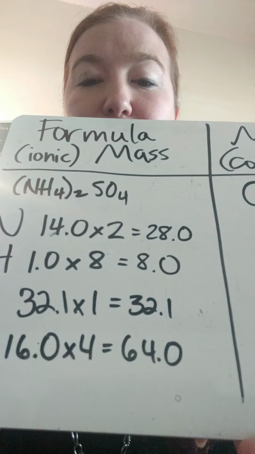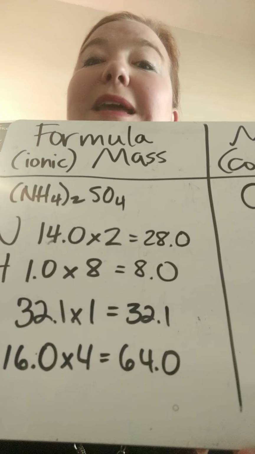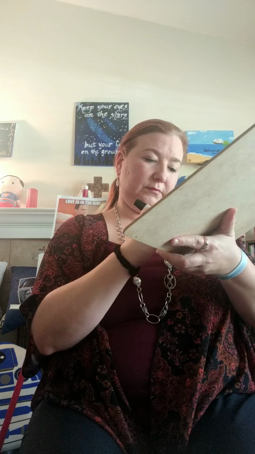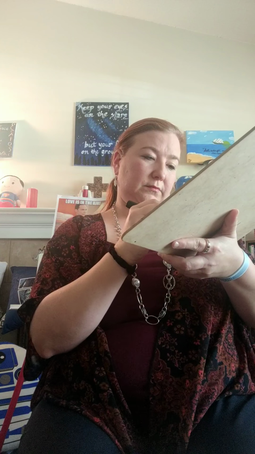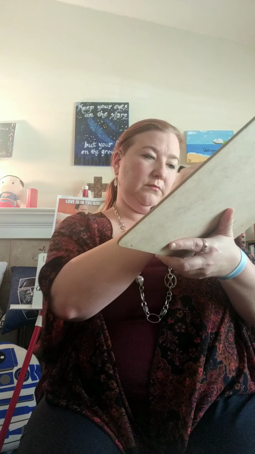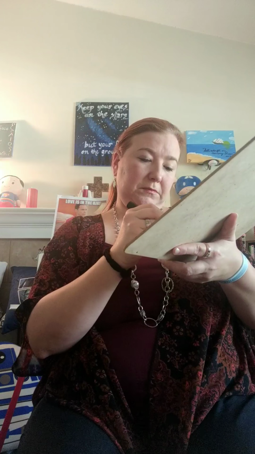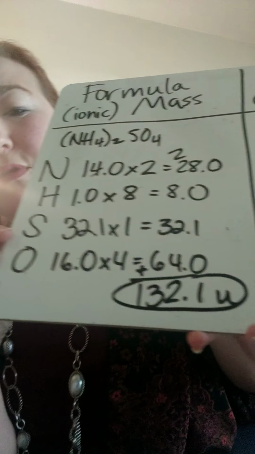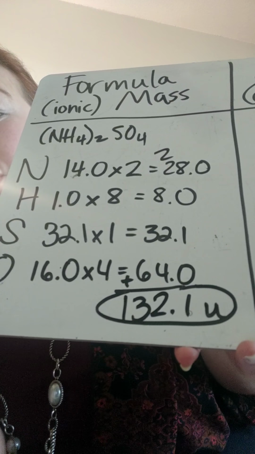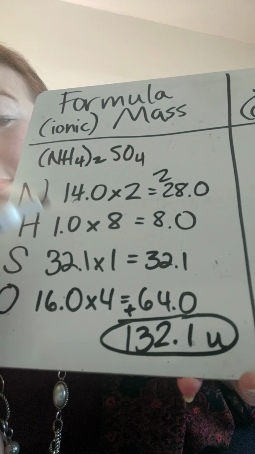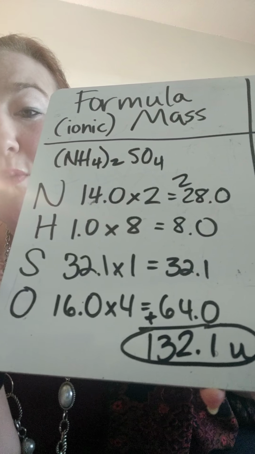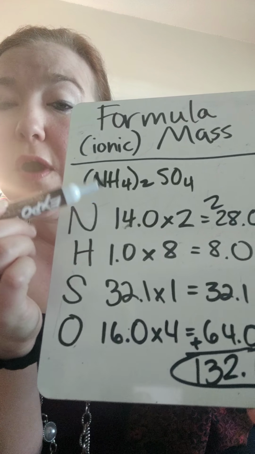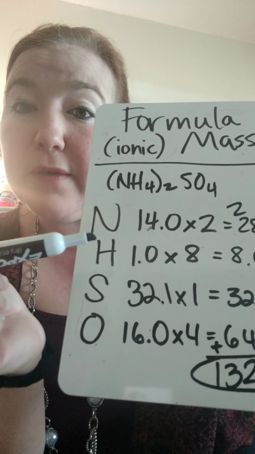So now I have individual totals, and I'm going to add that up to get my combined total. Now, for now, we're just going to put the total 132.1 U for units. So you add up each one of these and get the total of 132.1. So that is the formula mass for ammonium sulfate, an ionic compound.